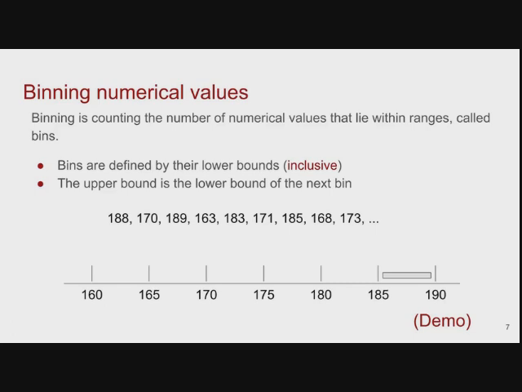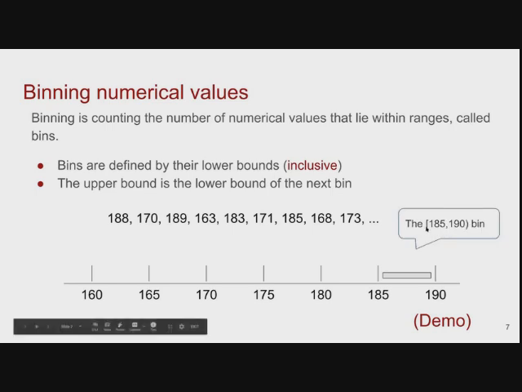because it falls into that range. Notice what we're writing over here. The lower bound is inclusive, so we're using the left bracket. The upper bound, like I said, is going to be the lower bound of the next bin. So for this bin, 190 is not included. If I keep doing all of this, 170 is exactly the lower bound of this particular bin, so I should put it in here.